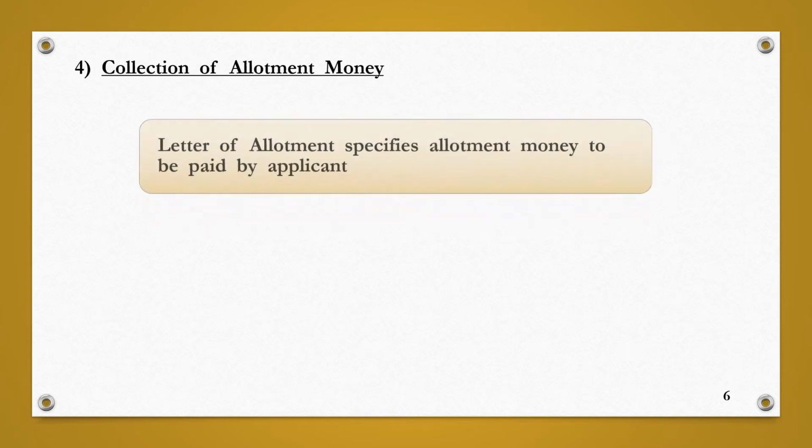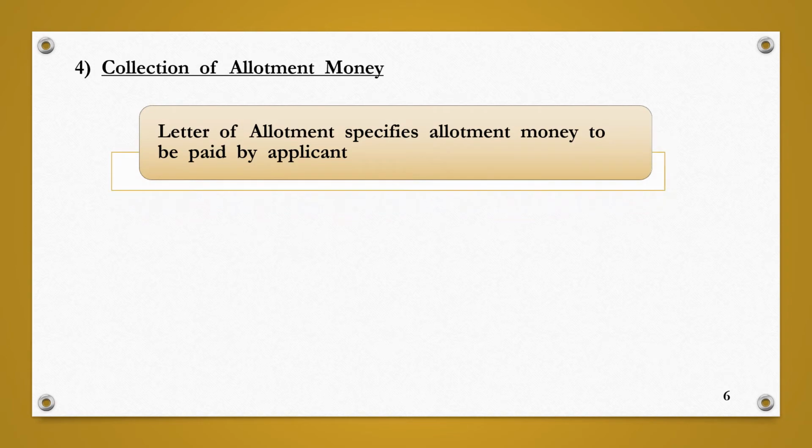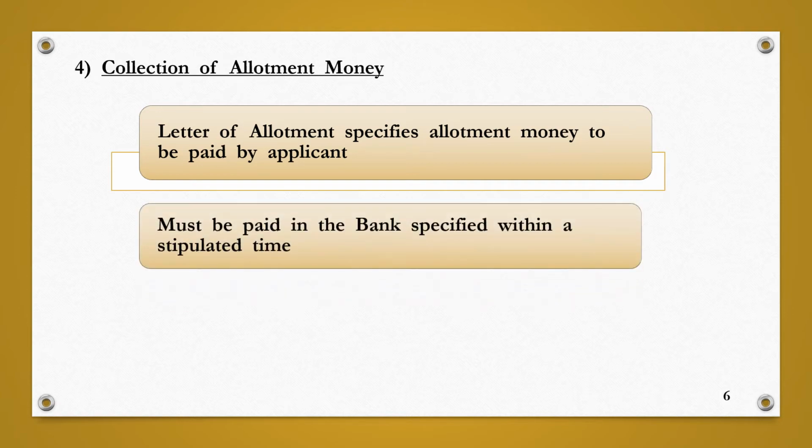Once the allotment letter reaches the allottees, the next step involves collection of allotment money from them. The allotment letter clearly specifies the amount of allotment money to be paid by the applicant. They are supposed to submit this amount with the bankers, and even the time limit for such payment is also specified.